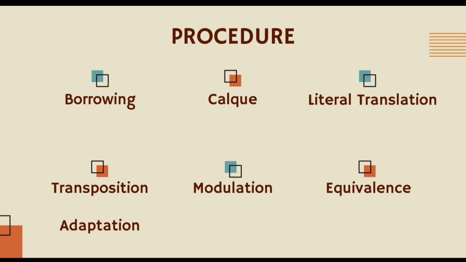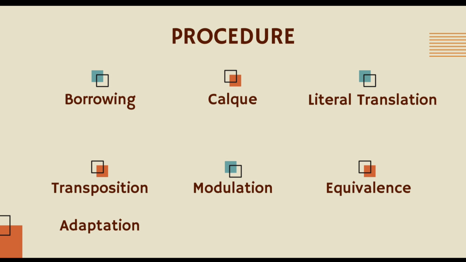Procedure 4. Transposition. The method called transposition involves replacing one word class with another without changing the meaning of the message. Besides being a special translation procedure, transposition can also be applied within a language.